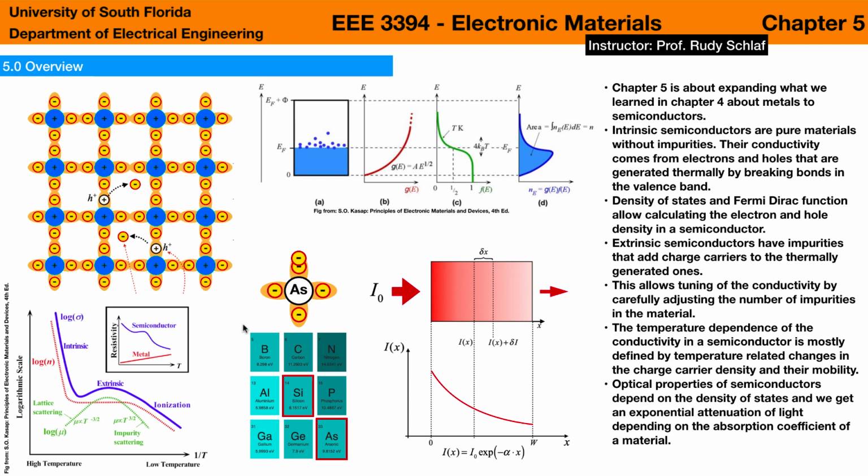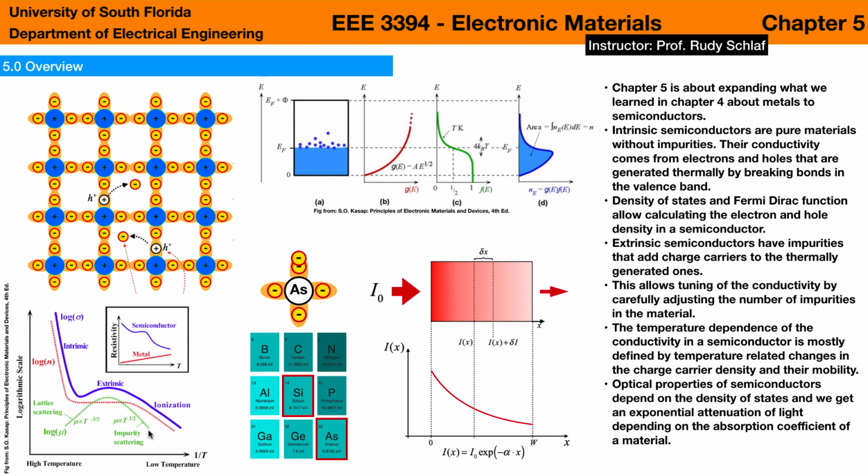Then we will study the temperature dependence of the conductivity of semiconductor materials, and we will find that the conductivity strongly depends on the number of charge carriers that are present in a semiconductor depending on the temperature. A secondary influence on the conductivity is the change of the mobility that also depends on the temperature.